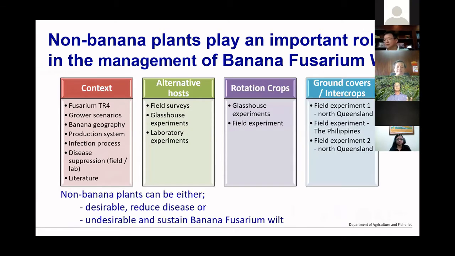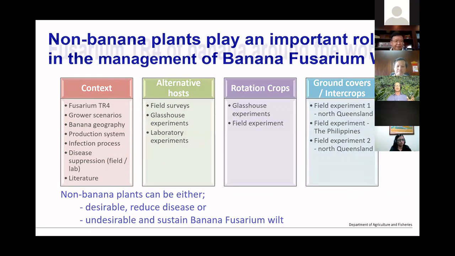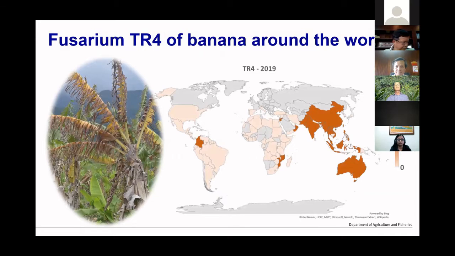At the conclusion of the presentation, I hope that you'll find that non-banana plants do have a role in the management of Fusarium wilt and can be either desirable, that is, reduce the disease, or undesirable and sustain banana Fusarium wilt. And as we have already heard throughout this series of presentations, TR4, tropical race 4, is spreading globally, causing devastation to banana plantations and livelihoods.